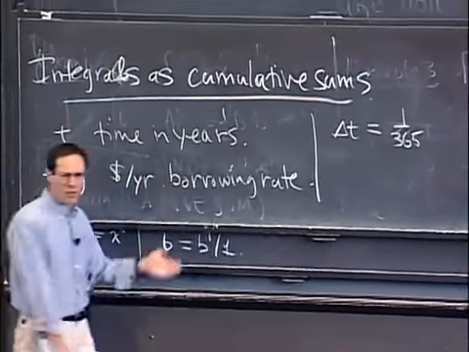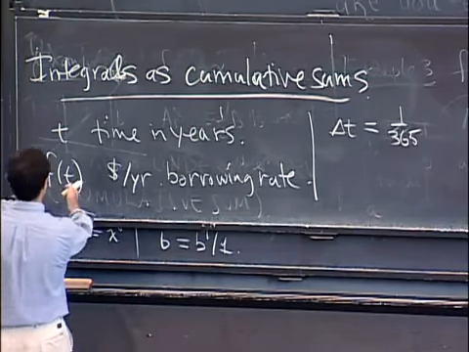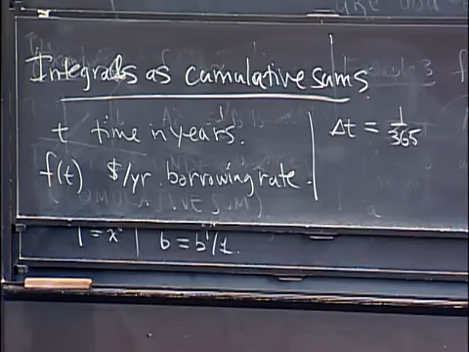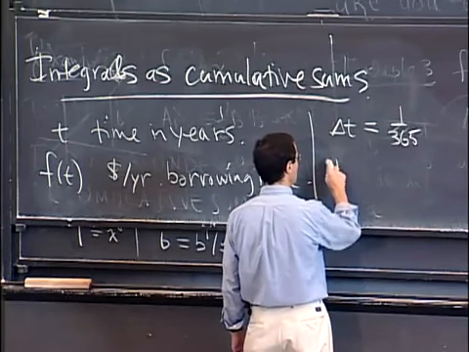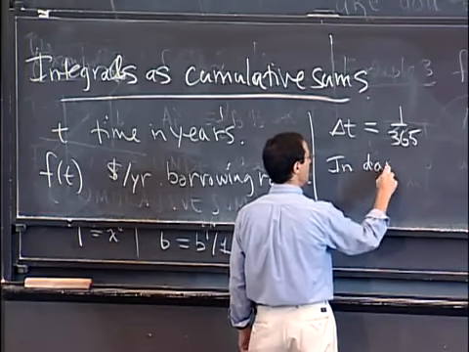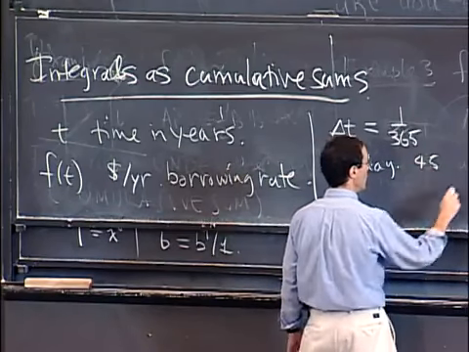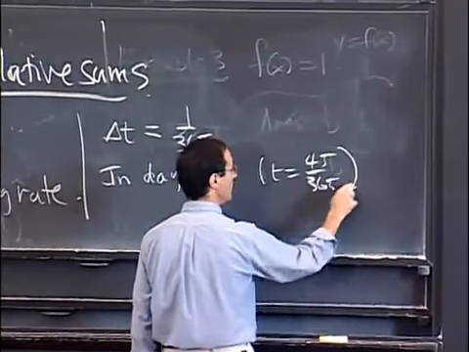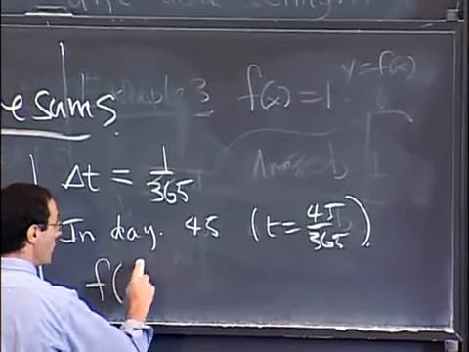Your rate varies over the year. I mean, sometimes you need more money, sometimes you need less. Certainly any business would be that way. And so here you are, you've got your money, and you're borrowing it, but the rate is varying. And so how much did you borrow? Well, in day 45, which corresponds to t equal to 45 over 365, you borrowed the following amount.